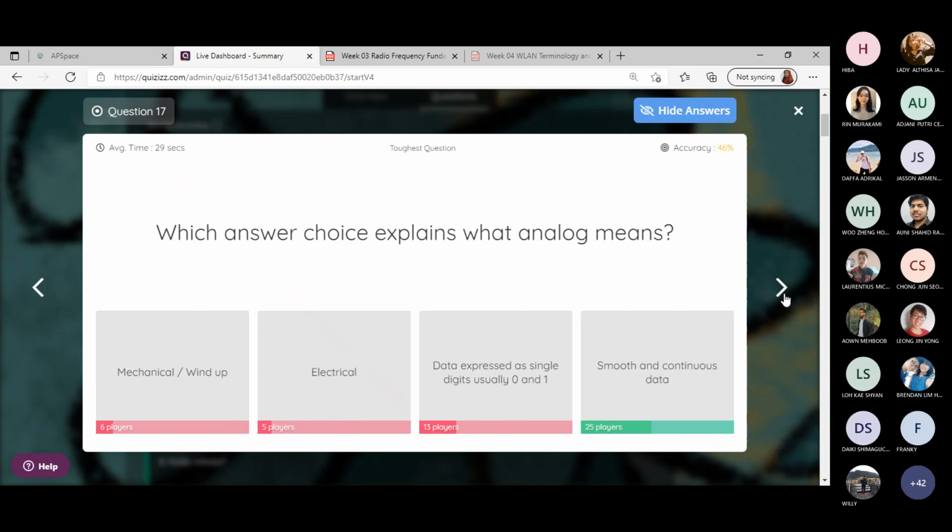Next one. Which answer choice explains what analog means? Analog, you cannot answer electrical. It's something like your voice. You cannot answer 0 and 1. 0 and 1 is digital. So that's left only mechanical and smooth and continuous data. So of course it's not mechanical. You don't tell me your voice is mechanical. So it's more on smooth. And when you talk, it's continuous. Am I right?